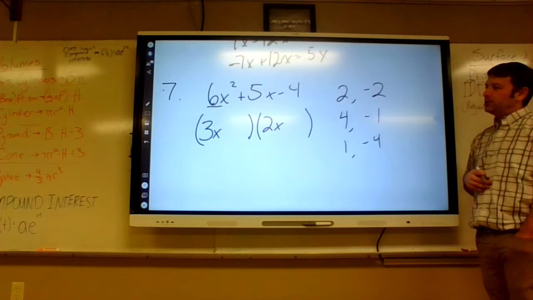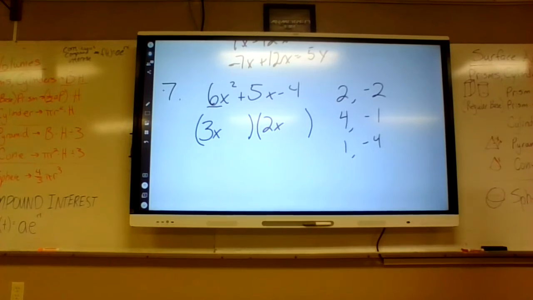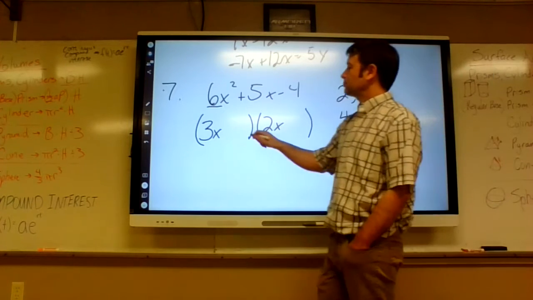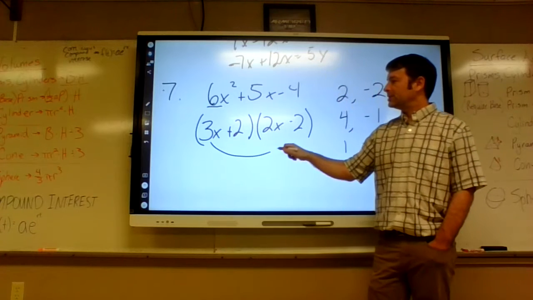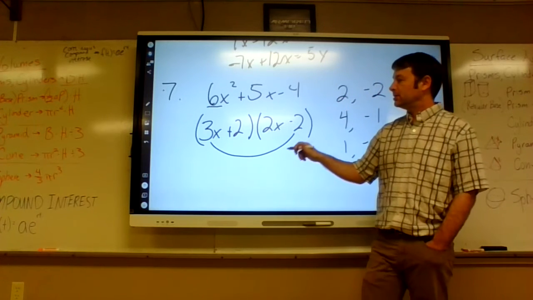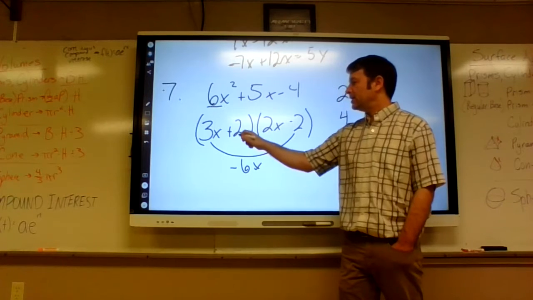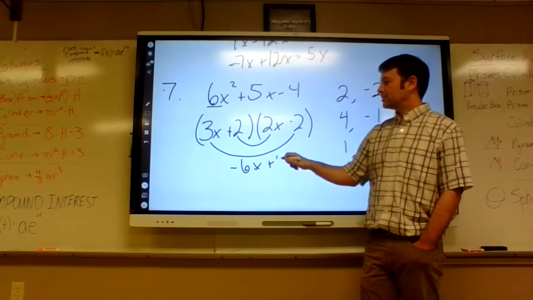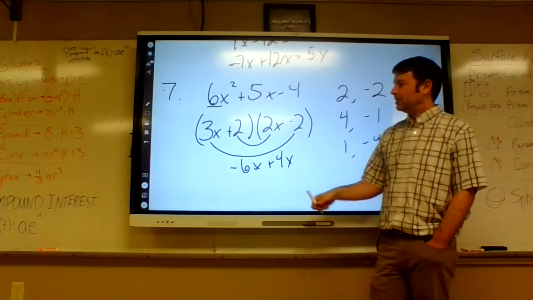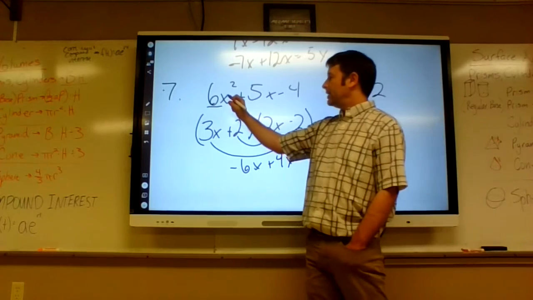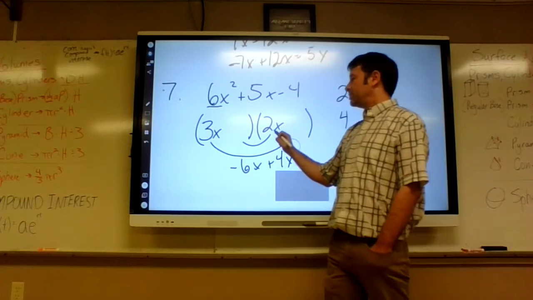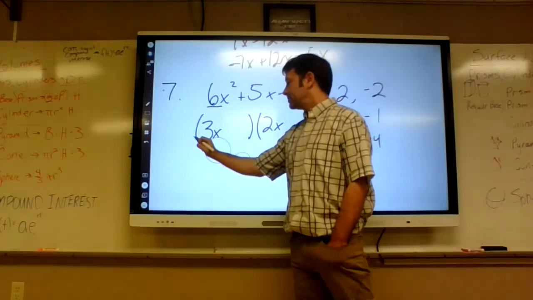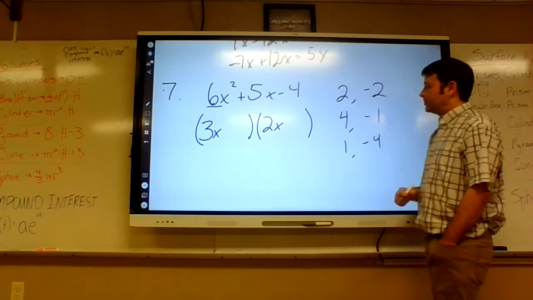So, which of those do you guys want to try first? If you guess right, we can get it on the first try. 2 and negative 2. Okay, the outside is what? Negative 6x. The inside is plus 4x. What's negative 6 plus 4? Wrong, not 5. Okay. Now, on this one, switching the 2's around won't change anything. Switching the plus and minus will just give me an opposite answer. So, I'm done with the 2's.